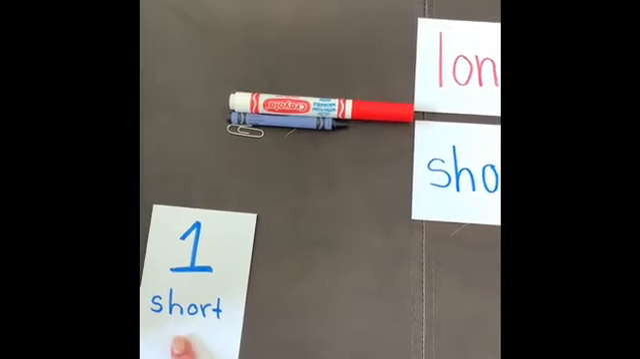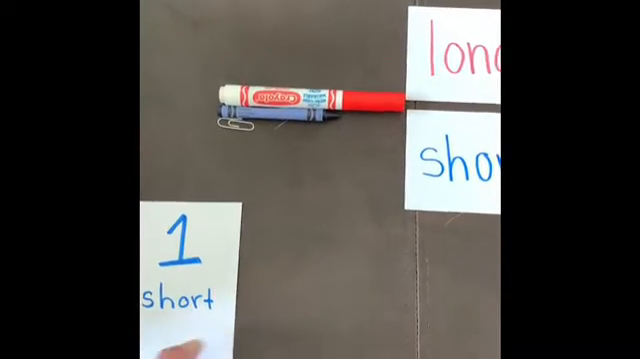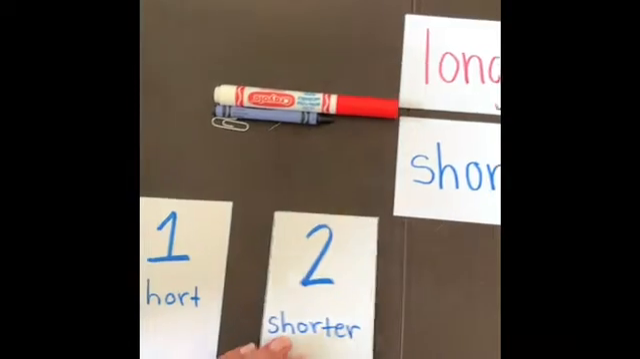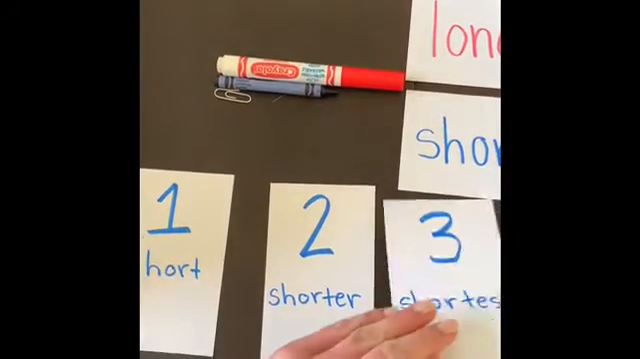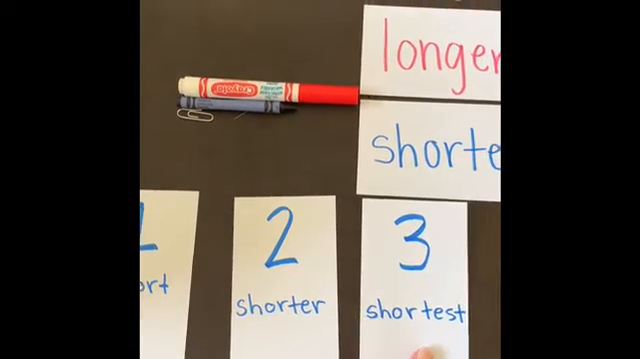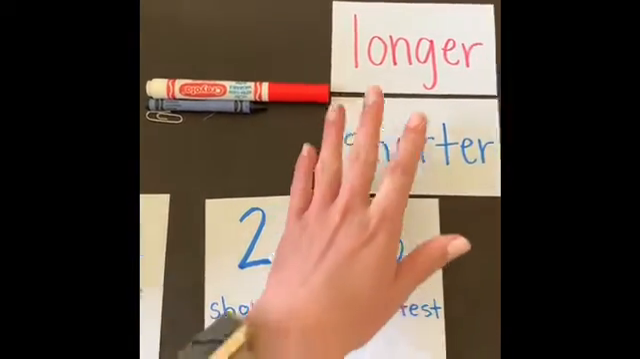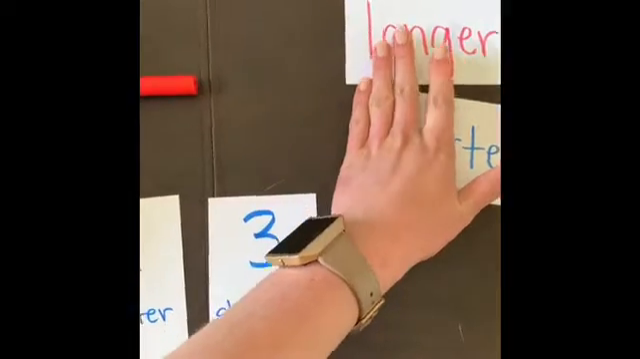Number 1, longest. Number 2, shorter or medium. And number 3, shortest or smallest. So I'm going to get rid of these signs.